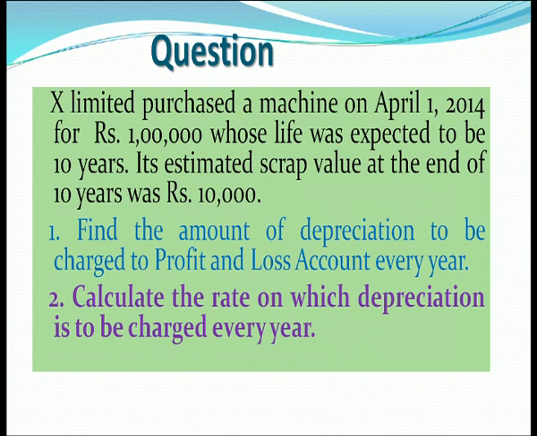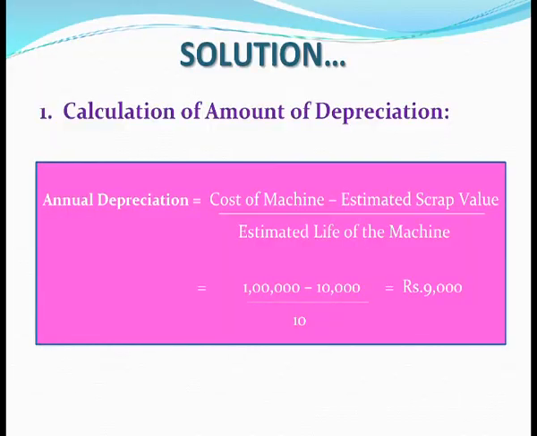Now let us take a small question to understand what accounting procedure needs to be followed for the straight line method of depreciation. The question is: X Limited purchased a machinery on April 1st, 2014 for rupees 1 lakh, whose life was expected to be 10 years. Its estimated scrap value at the end of the 10 years was 10,000. Now you have to find out the amount of depreciation to be charged to the profit and loss account every year, and also calculate the rate at which the depreciation will be charged every year. Now let us proceed further.